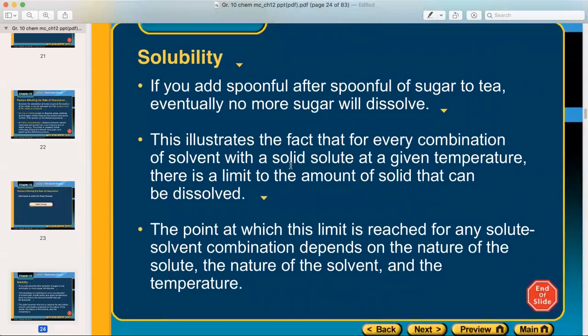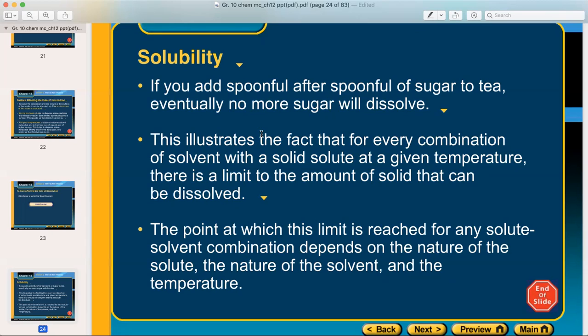What is solubility? Before we cover this topic, we should know the definition of solubility. We can define it as, if you want to write with me also, you can write: the ability of one substance to dissolve into another substance at a given temperature and pressure. That is called solubility.